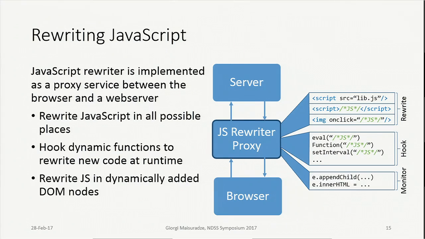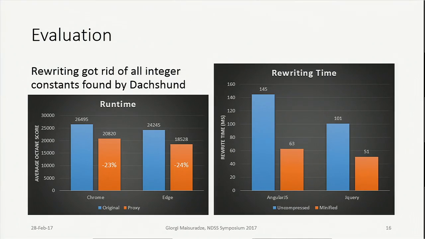And finally, DOM modification. Whenever a new node is added, for example, to a DOM tree, we have to scan if it actually contains JavaScript. If it does, we rewrite it also, and then we append it to the parent. We have manually verified that all these modifications got rid of all the constants that we found in the first case. However, it comes with a cost, and the cost comes from two different places: one is the runtime of the JavaScript, and the other is the rewriting time of the JavaScript libraries themselves.